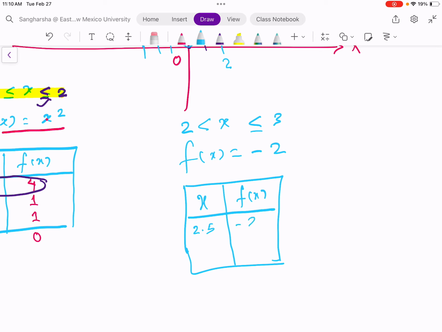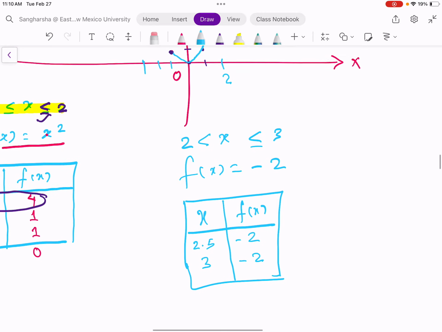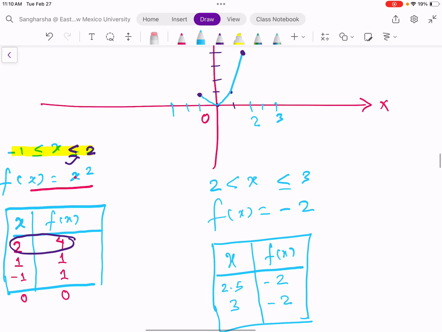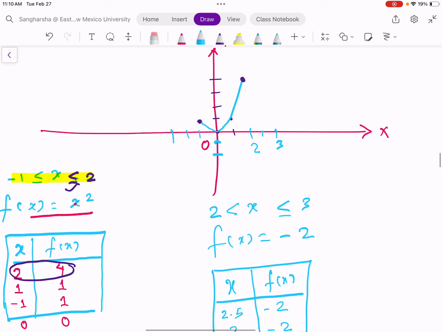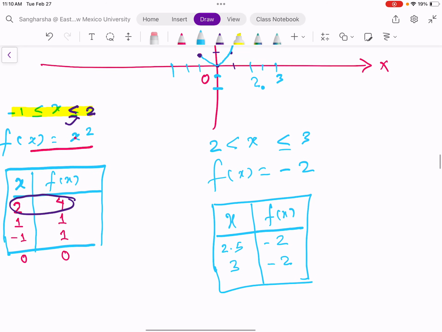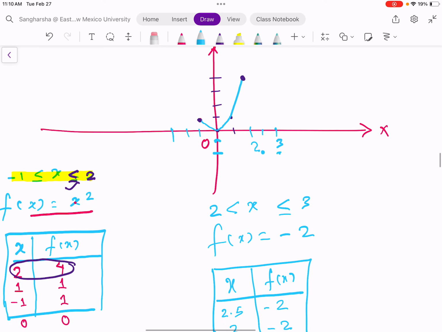So we have -2. What about 3? Can we choose 3? When x is 3, our output is always the same because this is a constant function, -2. Now let's plot these 2 points on the graph. We have 2.5 and -2. This is the point. Next, 3 and -2.